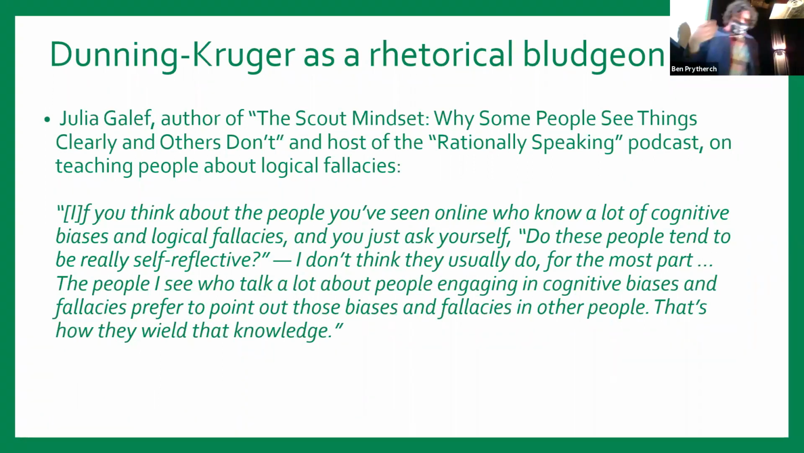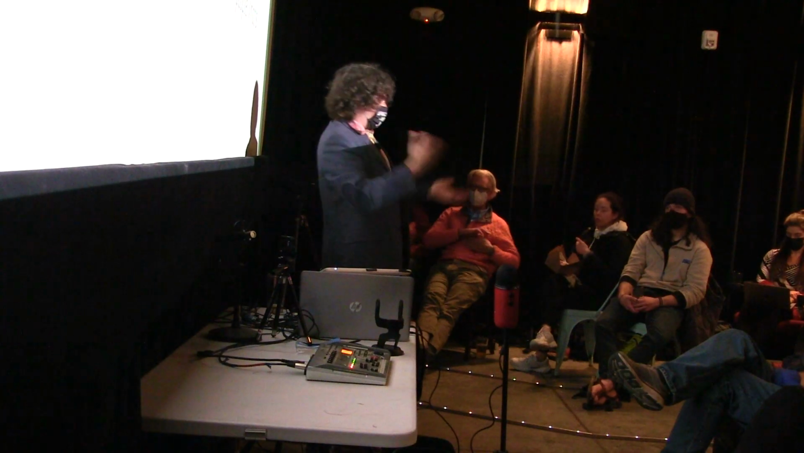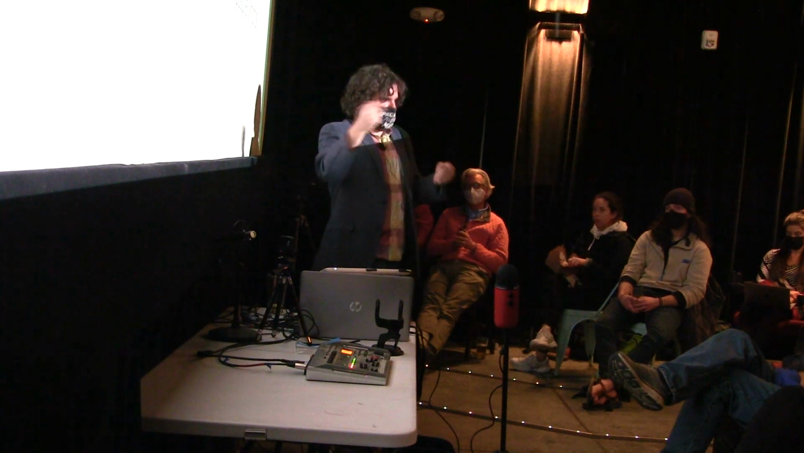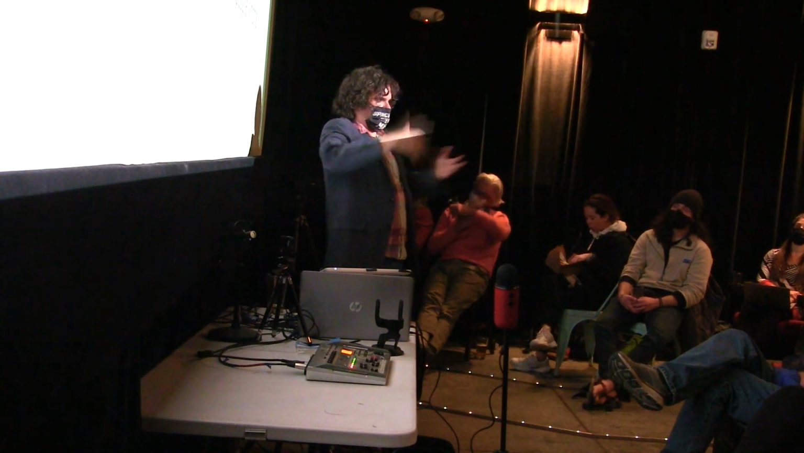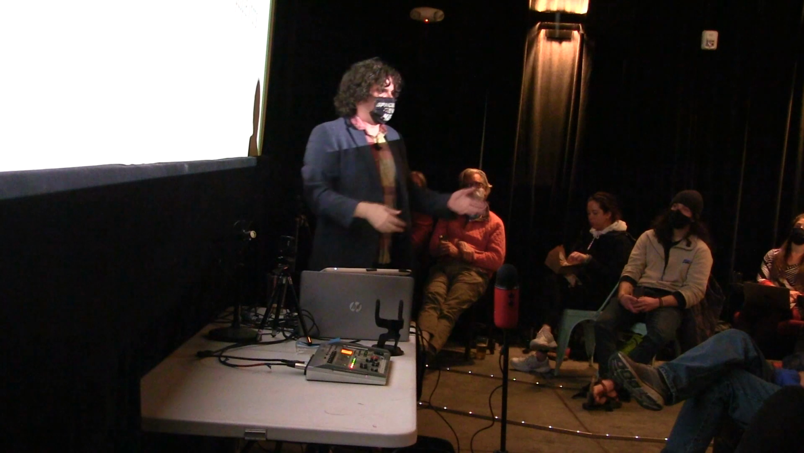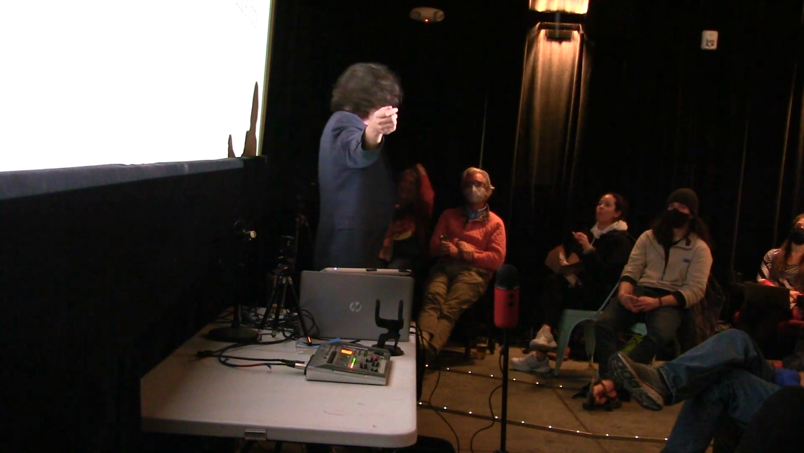She says, if you think about the people you've seen online who know a lot of cognitive biases and logical fallacies, and you ask yourself, do these people tend to be really self-reflective? I don't think they usually do, for the most part. The people who I see talk a lot about people engaging in cognitive biases and fallacies prefer to point out those biases and fallacies in other people. That's how they wield that knowledge. So she was giving all these workshops on critical thinking and teaching people about logical fallacies. And then what do people do with their newfound knowledge of logical fallacies? They get on the internet and point out other people's logical fallacies, right?